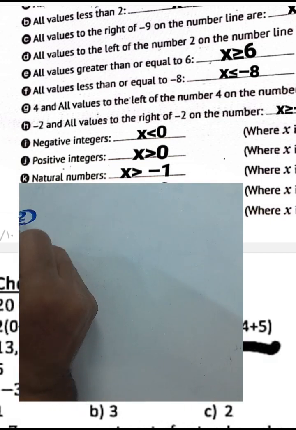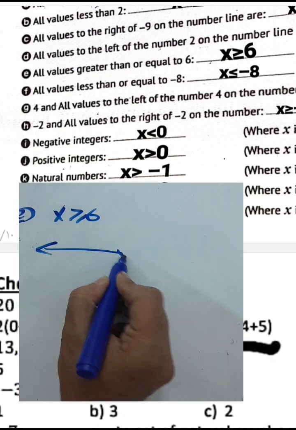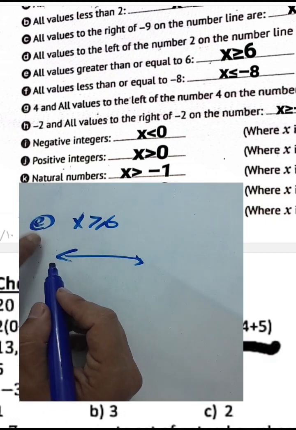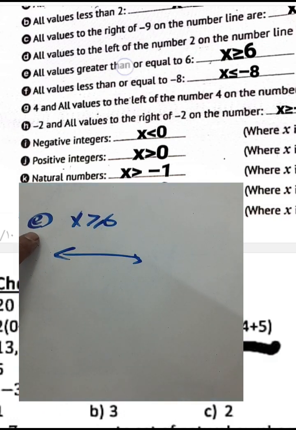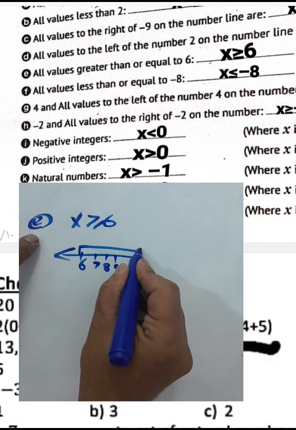Okay, again letter E with me here. All values greater than or equal to 6, it will be x greater than or equal to 6. Why? Because it tells us in the example. Okay, question letter E. All values greater than or equal to 6, we can write here 6 and 7 and 8 and 9 to the right hand side.